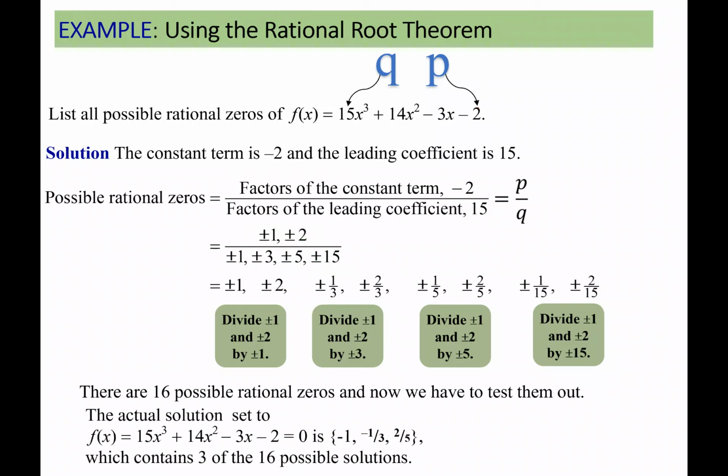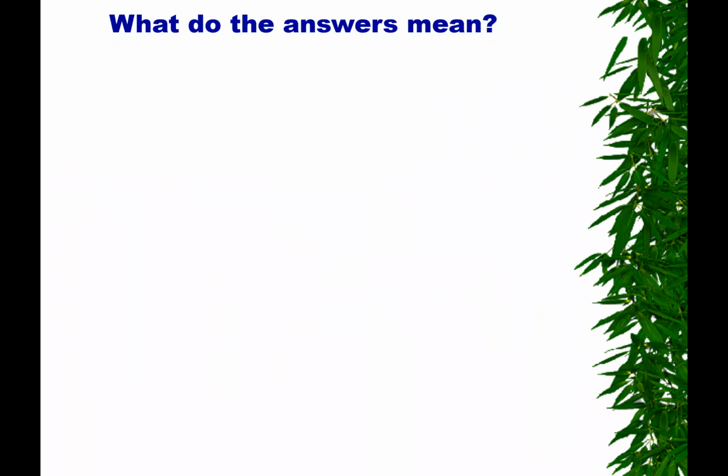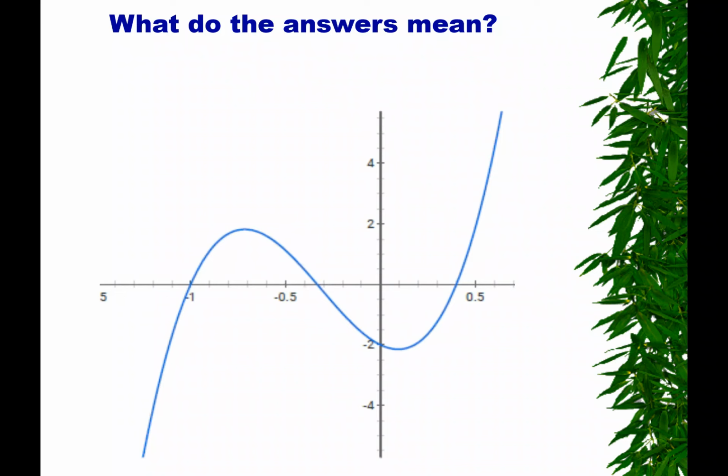This one, it ends up that -1, -1/3, and 2/5 work. In the next example, I'll show you how we figure that out. But I want to show you what those answers mean. Those answers mean, where is my function equal to 0? Where do I cross the x-axis? So what we're finding is those x-intercepts there. So our answers are where the graph crosses. And those are usually important points when we're talking real-world applications, because we want to know when things equal 0.